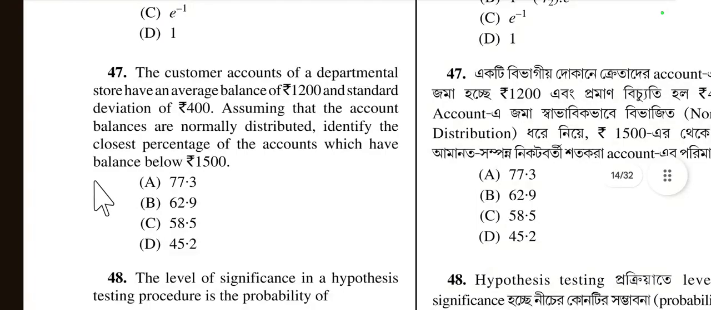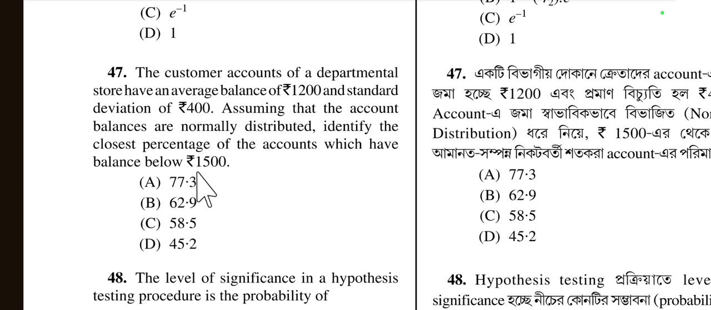Then come to question number 47. The customer accounts for a departmental store have an average balance of 1200 rupees and standard deviation of 400 rupees. Assuming that the account balances are normally distributed, identify the closest percentage of the accounts which have balance below 1500 rupees. To find the percentage of customer accounts with balances below 1500, we first need to calculate the z-score of the balance of 1500.